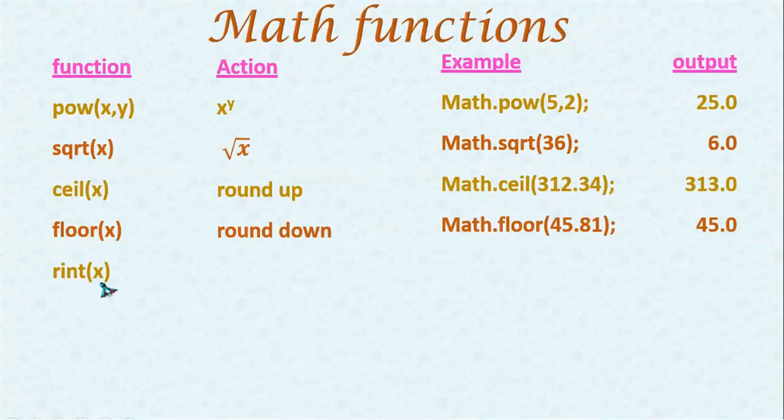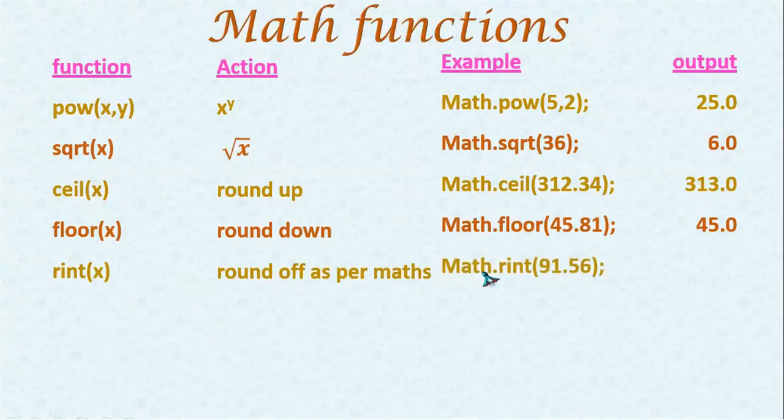Another one we have here, rint of a number. This will round as per mathematical rule. So here we have 91.56. If it is 5 or more than 5, it will round up, otherwise it will round down. So here, as per mathematical rule, we have 92 as output.